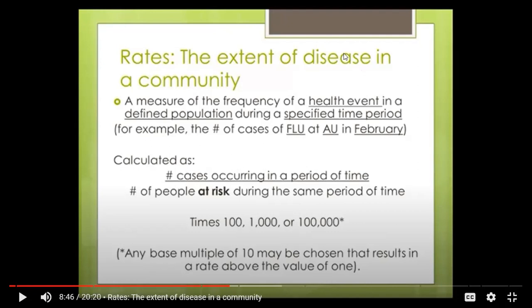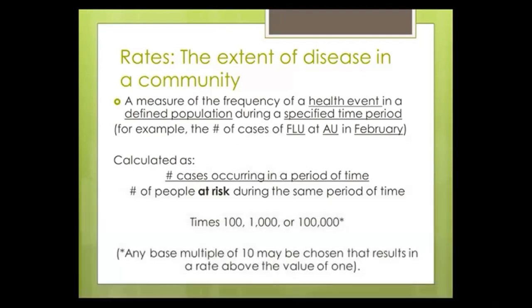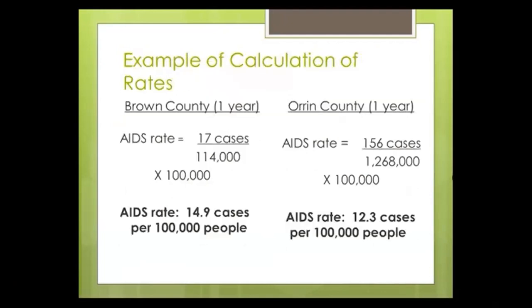So next, a note about the denominator. Remember that the denominator is the number of people at risk. In this instance, it was the entire population of Anderson University because anyone can get influenza. But if you're looking at ovarian cancer, you just have the total number of women in an area listed.